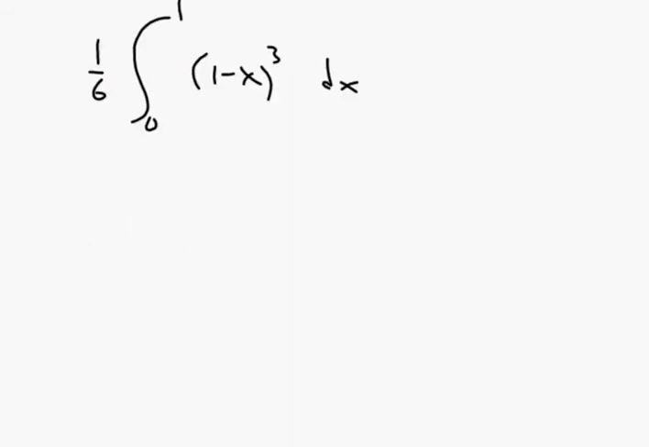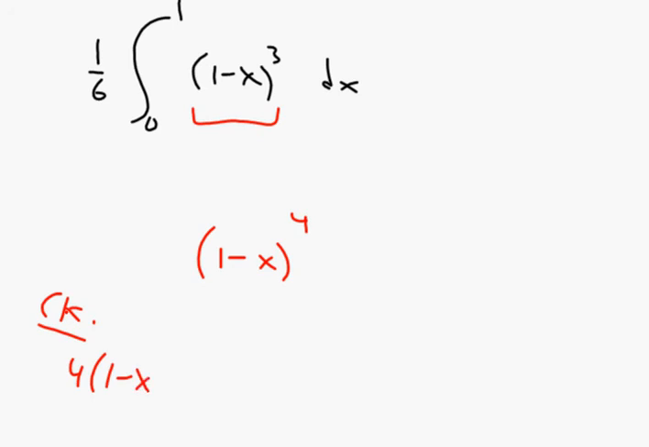We need something whose derivative is going to be 1 minus x cubed. Well, it must have had a 1 minus x to the 4th in it, right? Let's do a little check now. If we thought that was the antiderivative, we would check it by taking the derivative, which would be 4 times 1 minus x cubed times negative 1. Or we'd have negative 4, 1 minus x cubed.